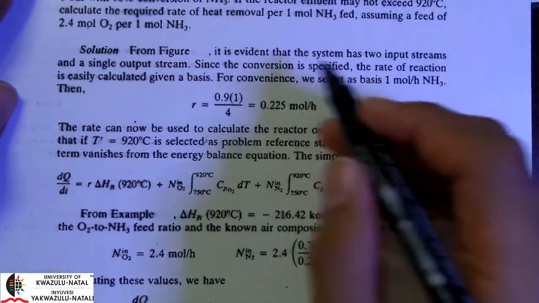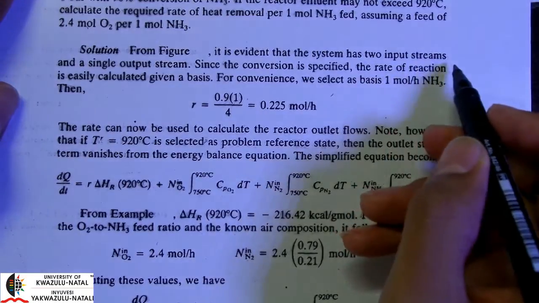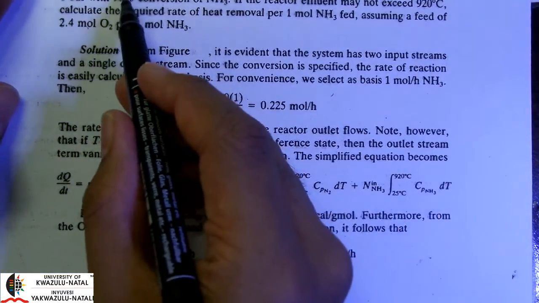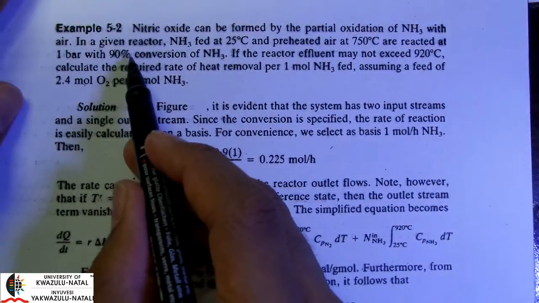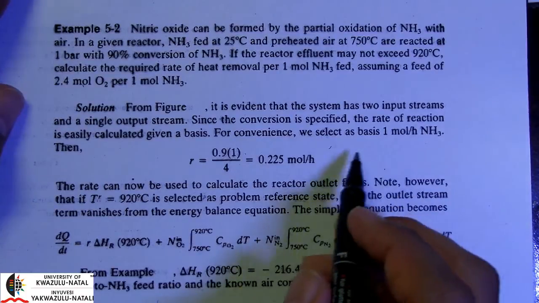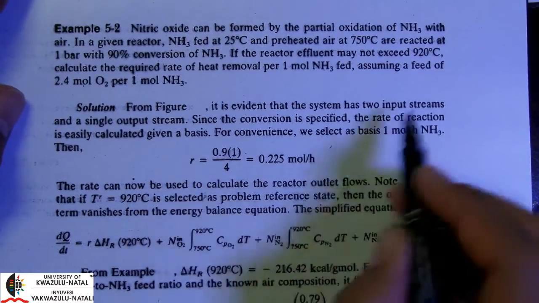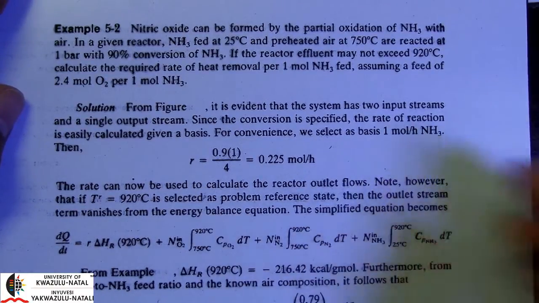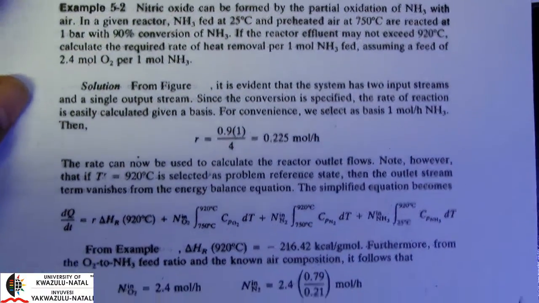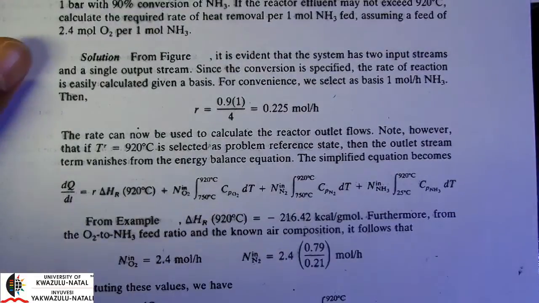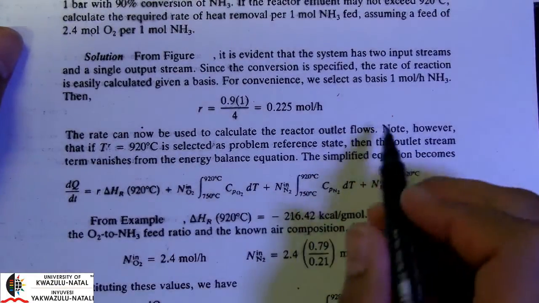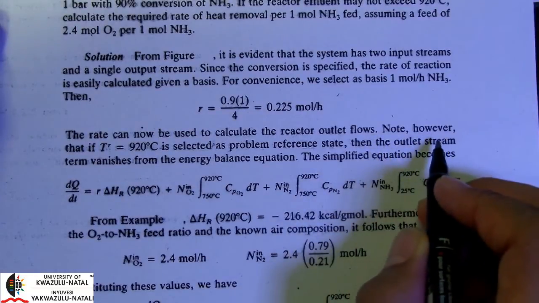Okay, now from our figure, it's evident that we have 2 input streams and a single output stream, and we have been given a conversion of 90%. So we can easily calculate our reaction rate, assuming a basis of 1 mole per hour of ammonia. And now that we have the reaction rate, we can look at writing out our energy balance.